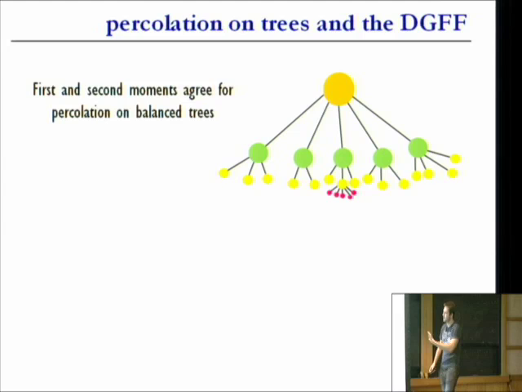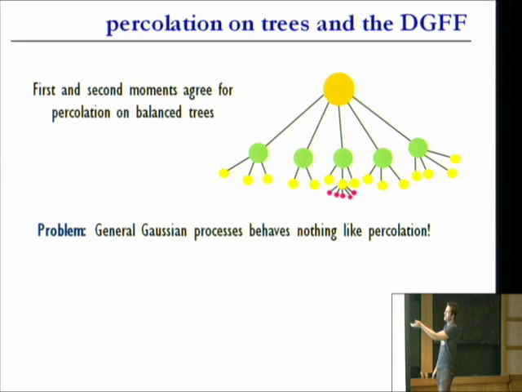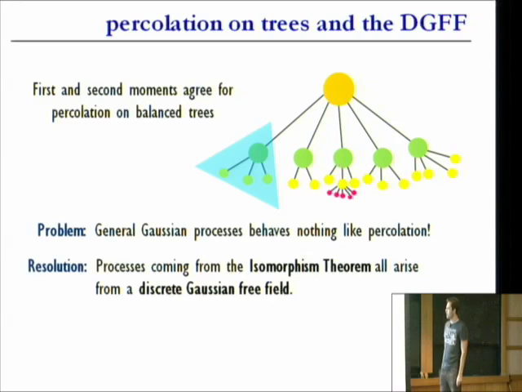So this is fine. So here's the problem. The problem is that this Gaussian process behaves nothing like percolation in the following sense. One key fact about percolation is that if I tell you what's going on in this subtree, it doesn't say anything about what's going on here. It's all independent. With the Gaussian process, if I tell you what's going on in this subtree, it could actually determine the value of all the random variables outside. So this is really annoying. And in fact, we don't know how to get over this problem in general.